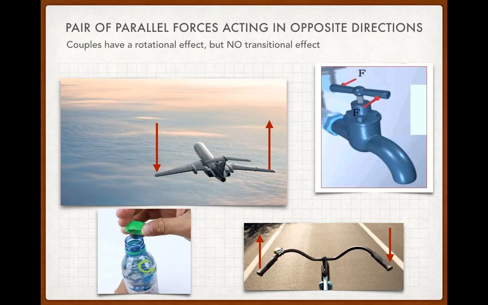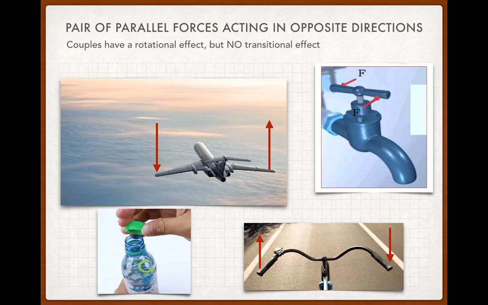Okay, so the two sentences at the top are what's really important. A couple is a pair of parallel forces that are acting in the opposite direction. If we look at the images, we have the plane, two parallel forces, one going up, one going down. We have the tap, two parallel forces, one going diagonally to the right, and one going diagonally to the left. And the handlebars, two parallel forces, one going towards you, the other going away from you. So a couple is a pair of parallel forces acting in opposite directions.